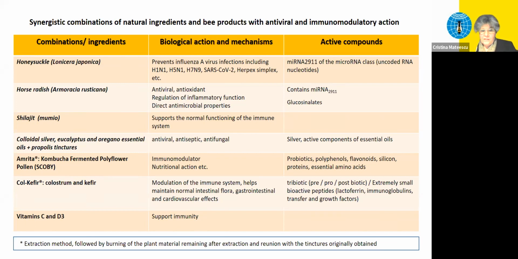Another product, which is a result of an international research project, which is also on the way now, is a combination between colostrum and kefir. Actually, it is fermentation of colostrum with kefir granules, which offers a wonderful modulation of the immune system, helps maintain the normal intestinal flora, which is so important in fighting COVID disease, but has also important gastrointestinal and cardiovascular effects. This, called kefir, already a registered mark, is a prebiotic, meaning that it shows pre-, pro-, and postbiotic activity. It has extremely high bioactive peptides like lactoferrin and immunoglobulins, transfer and growth factor. Of course, we should not neglect the vitamins C and D, which support immunity.